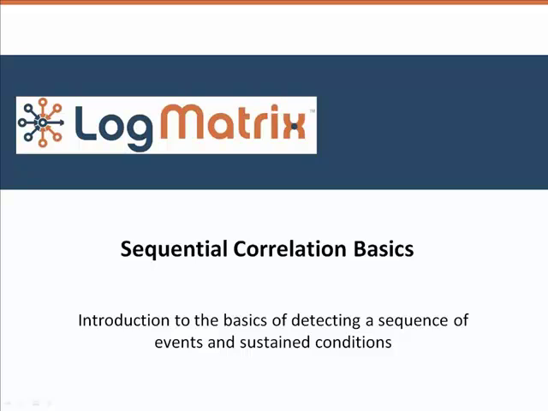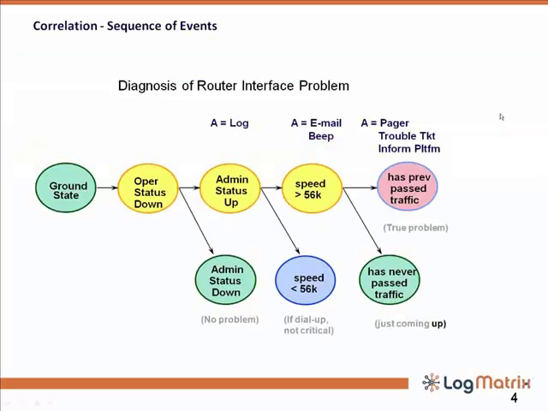Let's take a look at sequential correlation, correlating on a sequence of events. In this behavioral profile, we see a correlation based on a sequence of events. It's also a good example of how NerveCenter does smart polling and uses its smart polling capabilities.